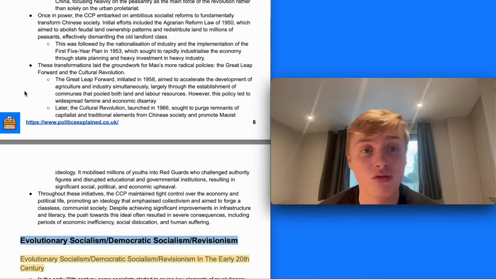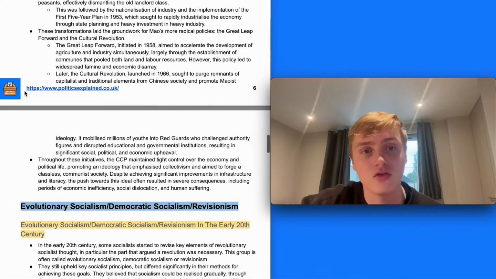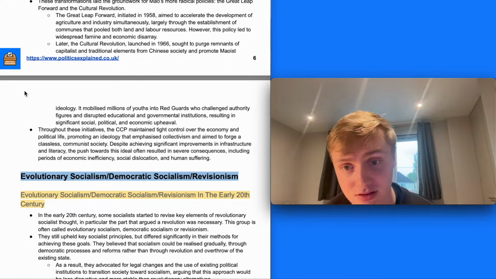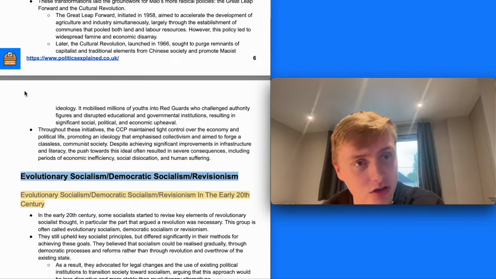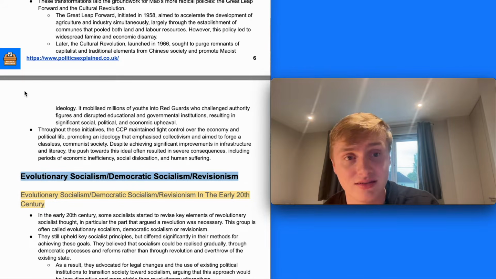So the Great Leap Forward was really focused on developing the economy, developing agriculture and industry simultaneously, and you saw communes, pooled land, pooled labour reserves, so it's real collectivisation and workers' control. And the Cultural Revolution also sought to purge the remnants of the capitalist and traditional elements from Chinese society and promote Maoist ideology, and it ultimately created millions of deaths at the time as well.